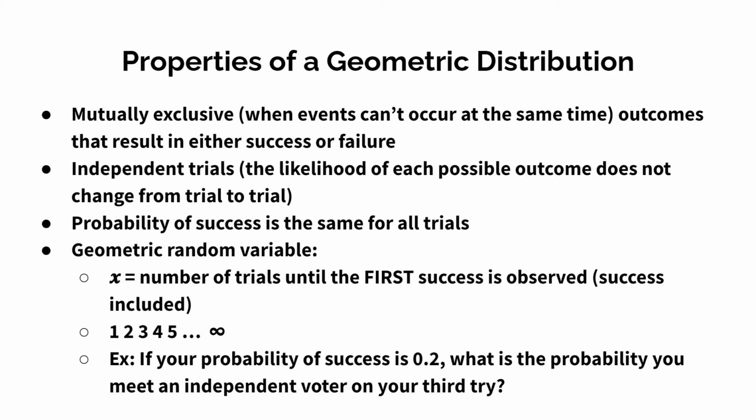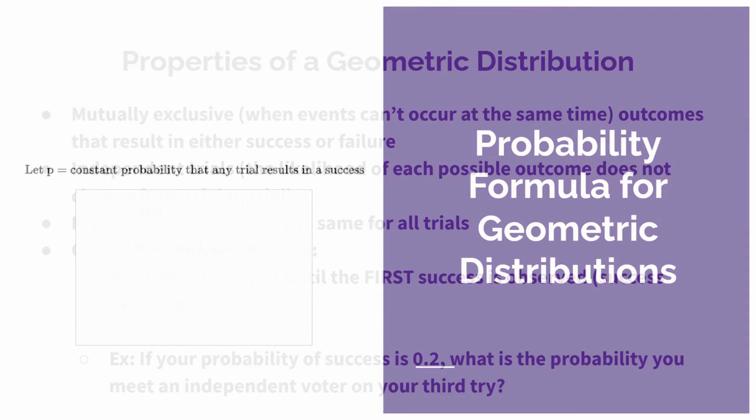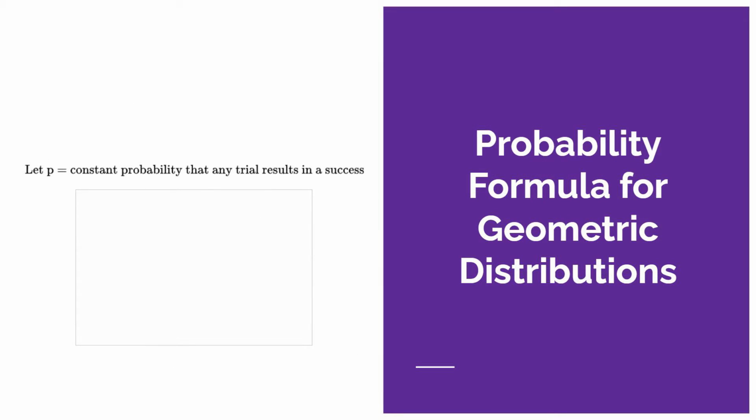Now let's look at our probability formula for geometric distributions. Let P represent the constant probability that any trial results in a success. Our formula is P of x is equal to P times 1 minus P to the power of x minus 1, where x could be 1, 2, 3, and on. Remember, there is not a fixed number of trials in geometric distributions.